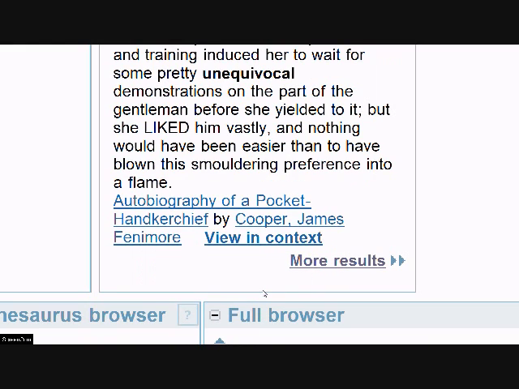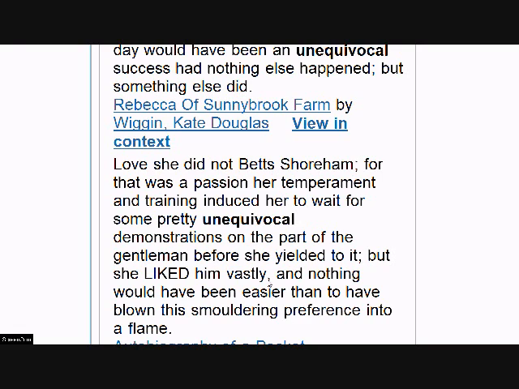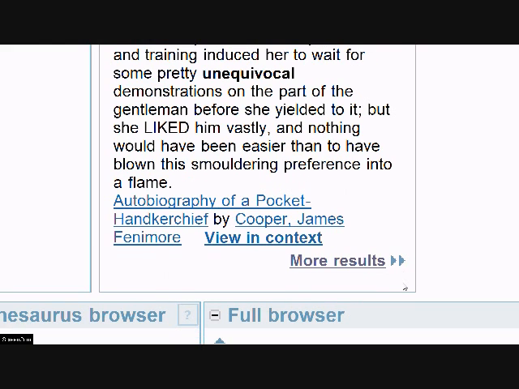One other example is from Autobiography of a Pocket Handkerchief by James Fenimore Cooper. "Love she did not feel for Shoreham, for that was a passion. Her temperament and training induced her to wait for some pretty unequivocal demonstration on the part of the gentleman before she yielded to it." That is a kind of honesty. Being unequivocal, univocal, is prettier for a gentleman. "But she liked him vastly, and nothing would have been easier than to have blown his smouldering preference into a flame." Okay, there are many more usages.